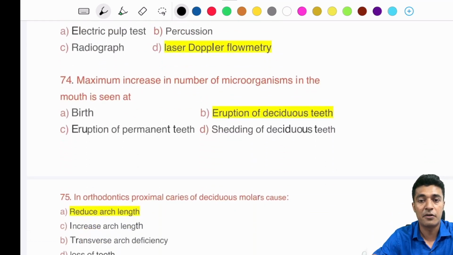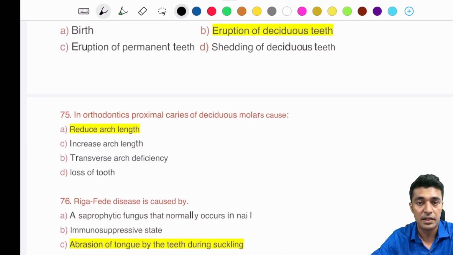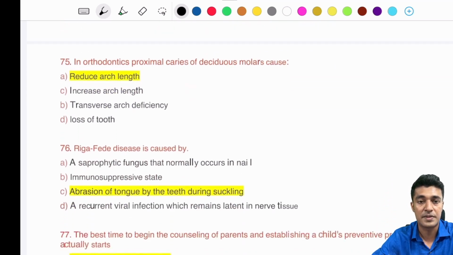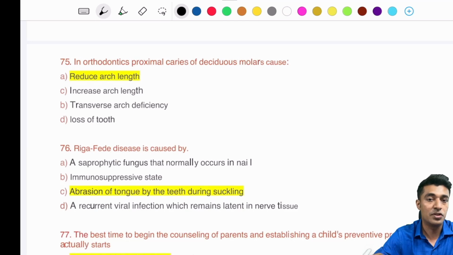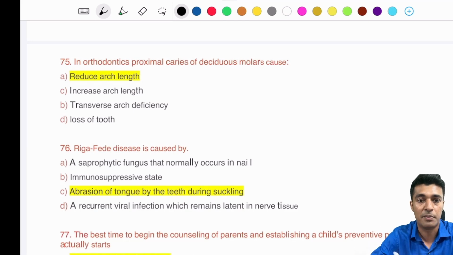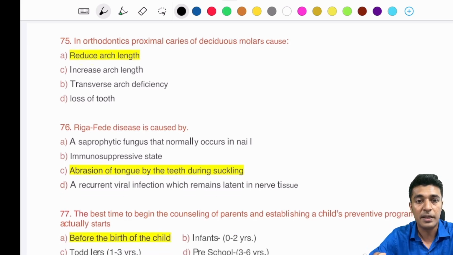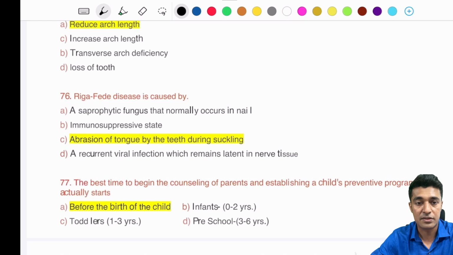Maximum increase in number of microorganisms in the mouth is seen at eruption of the deciduous teeth. When the first tooth erupts, the maximum number of microorganisms starts appearing because it is the tooth to which the microorganisms are bound with the help of dextrans. In orthodontics, proximal caries of deciduous molar causes reduced arch length. Riga-Fede disease is caused by ulceration of the tongue by the teeth during sucking of the milk.